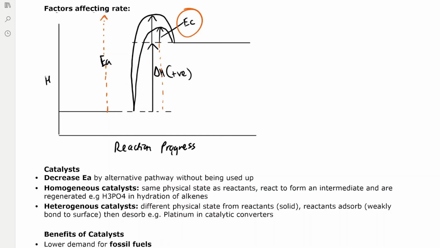The reactants adsorb, which means they weakly bond to the surface of the catalyst. Then they desorb. For example, platinum in catalytic converters is a heterogeneous catalyst, because nitrogen monoxide and carbon monoxide adsorb to the surface of the catalyst, react to form nitrogen and carbon dioxide, and then desorb, so leave the surface of the catalyst.